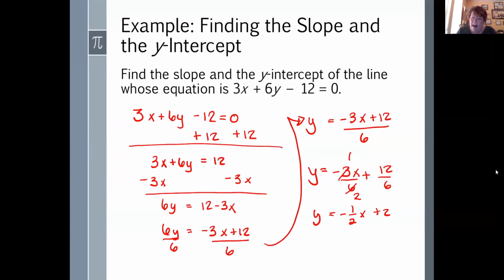So now I have this equation in slope-intercept form, so I can just look at it and determine what the slope is. The slope is the number that I'm multiplying times x. So the slope is negative 1/2. And the y-intercept is 2, which we could also write as (0, 2).